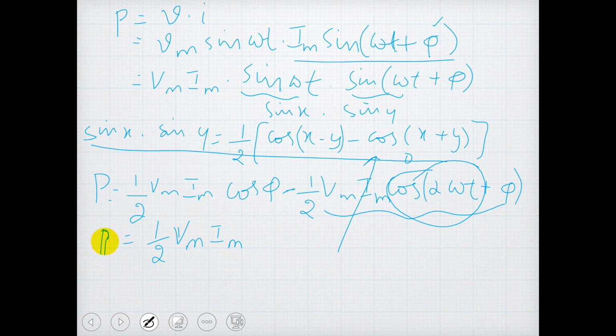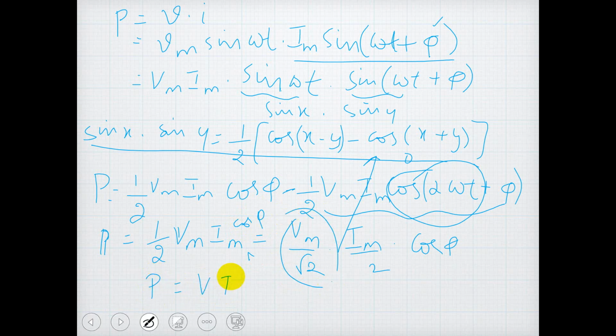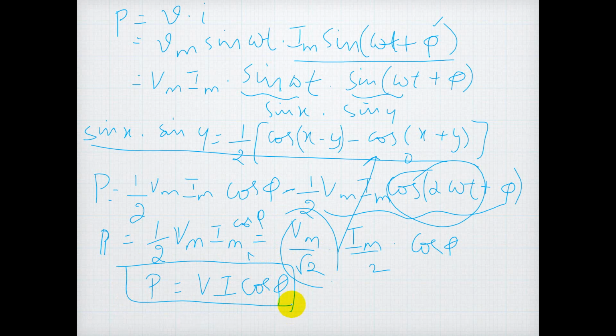So if I want to write this in the RMS form, this can be written as Vm by root 2 into Im by root 2 into cos phi. So we have here cos phi, correct. So Vm by root 2 and Im by root 2 can be written as P is equal to Vi cos phi. So ultimately the average power in the RC circuit is P is equal to Vi cos phi.